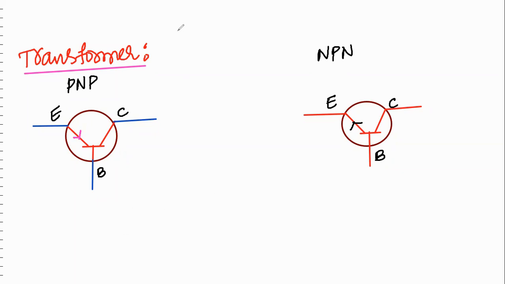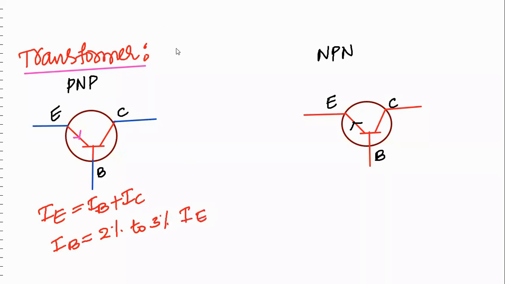The emitter is heavily doped, the base is less doped, and the collector is moderately doped. The total current coming from the emitter is IE. Out of that, IB is the current across the base and IC is the current reaching the collector. The current across the base is 2% to 3% of the emitter current. The collector current is about 97% to 98% of the emitter current.